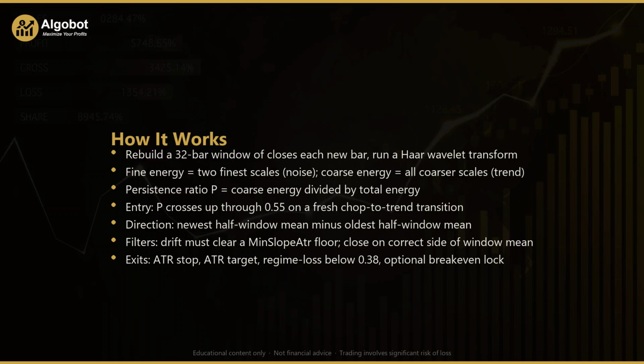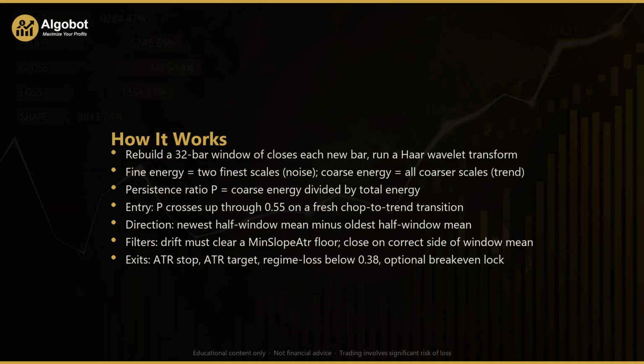On every newly completed bar, the strategy rebuilds its window of the last 32 closes and runs a full pyramidal Haar wavelet transform across them. Thanks to a mathematical result known as Percival's theorem, the sum of the squared detail coefficients equals the total fluctuation energy in that window. The strategy divides that energy into two buckets. The two finest scales, the fastest wiggles, are labeled fine energy or noise. Every coarser scale above them is labeled coarse energy or trend. The persistence ratio, which the code calls P, is simply the coarse energy divided by the total energy.